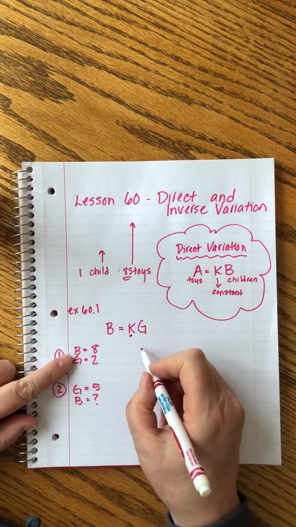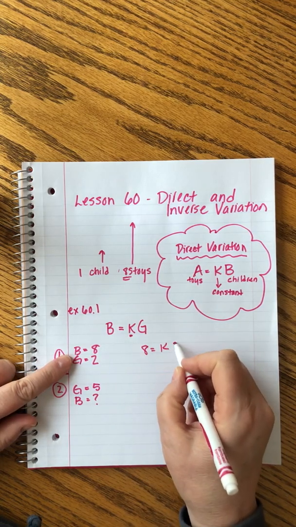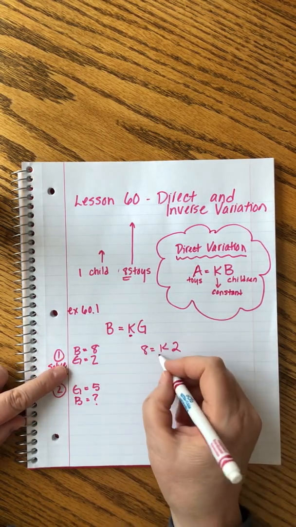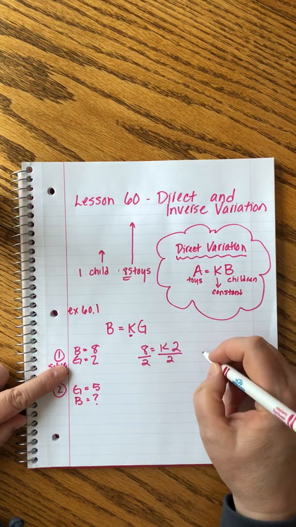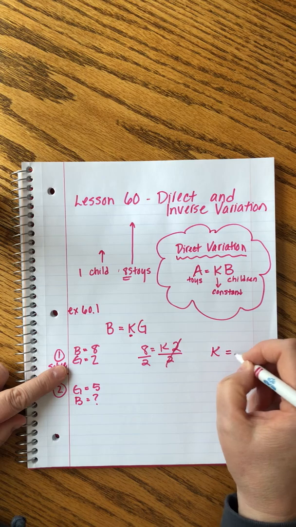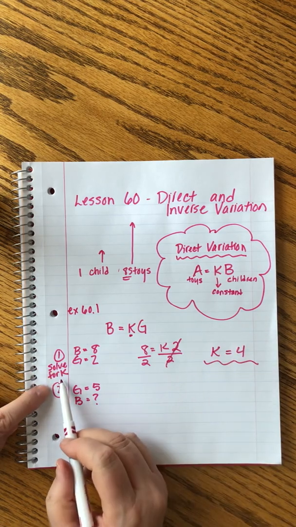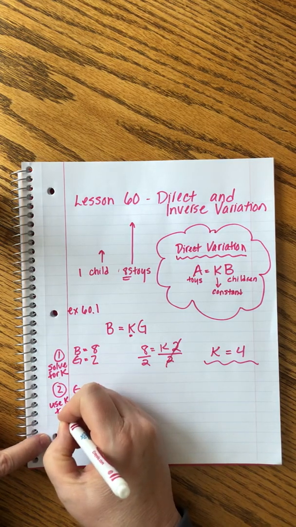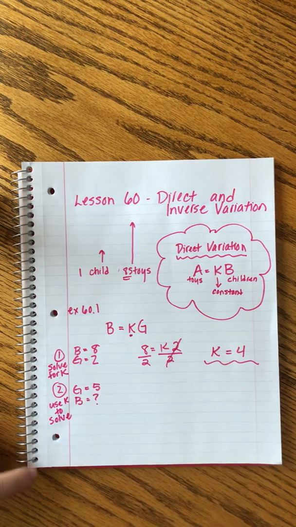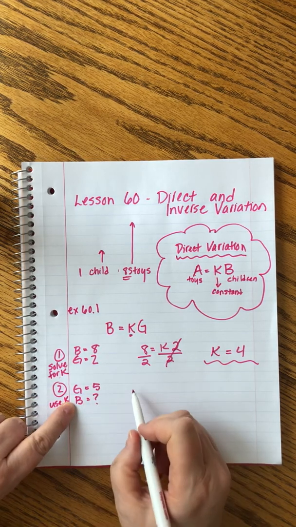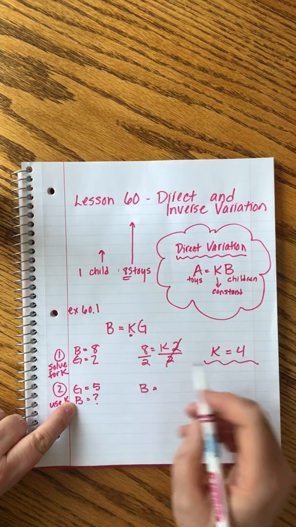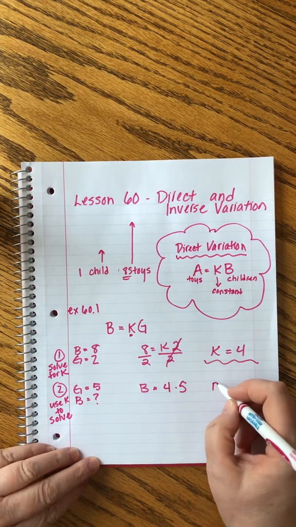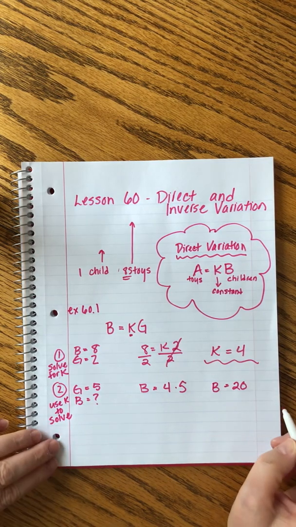So I'm simply going to plug this in. 8 equals K times 2. Right? Boys equals 8, girls equals 2. And now it's a simple matter of dividing. That cancels, and I can say that K equals 4. So that was our first step, is to solve for K. Now we're going to use K to solve for whatever's missing. Okay? In this case, it's the boys that are missing. So we say boys equals, the constant is 4, and the number of girls is 5. So in this case, the number of boys in this classroom must be 20.